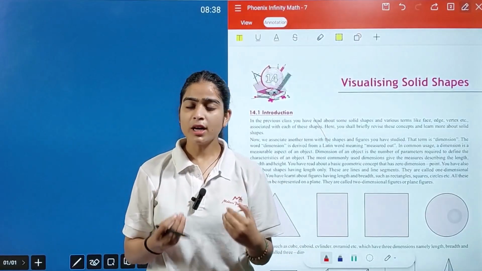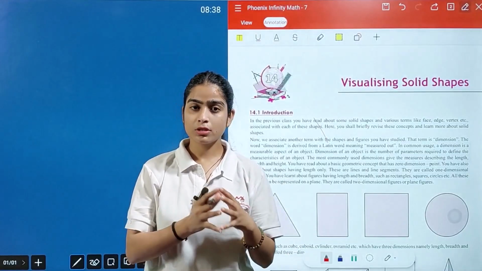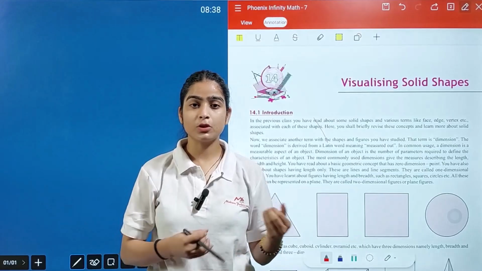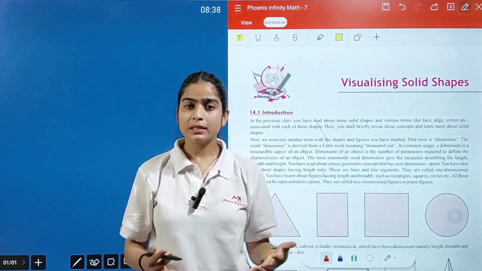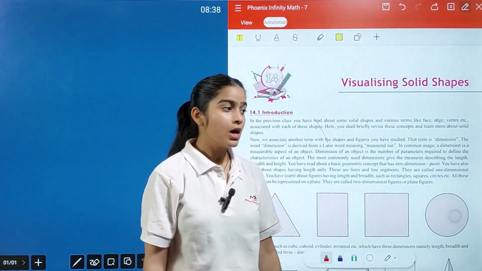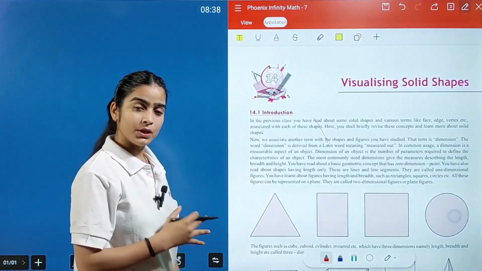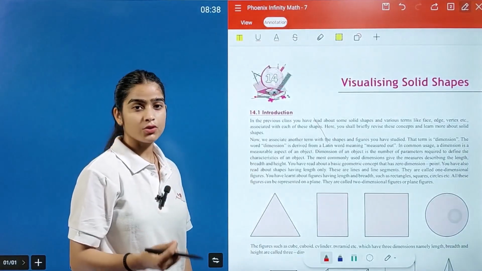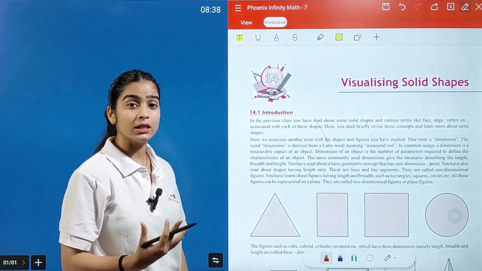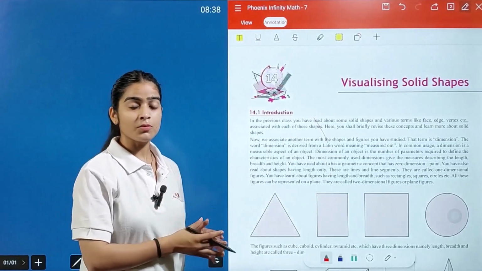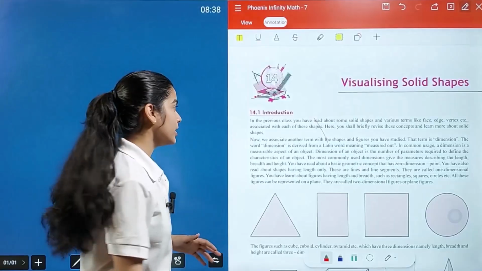But what do we mean by solid shape? These 3D shapes, for example cuboid, cube and cylinder, are the 3D shapes. Now we are going to learn the difference between 2D and 3D, how we can visualize the 3D shapes, and what things are present in 3D that are not present in 2D shapes.